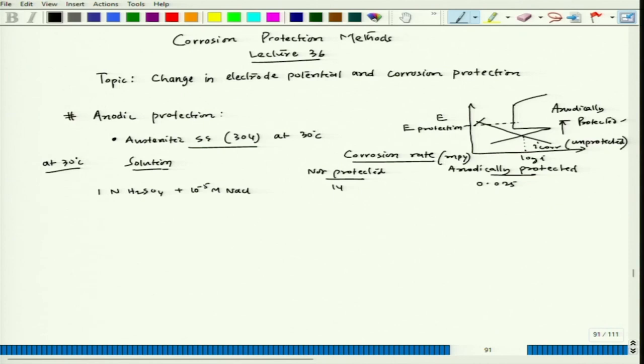Now one more example we can cite, like 10 normal H2SO4, increasing the strength of it and also increasing the molarity of NaCl, 10 to the minus 3 molar NaCl. Interesting is that in the unprotected situation, there will be a huge corrosion rate, but when it is protected, that time the corrosion rate boils down to 0.04 MPY. You can convert this MPY to millimeter per year.